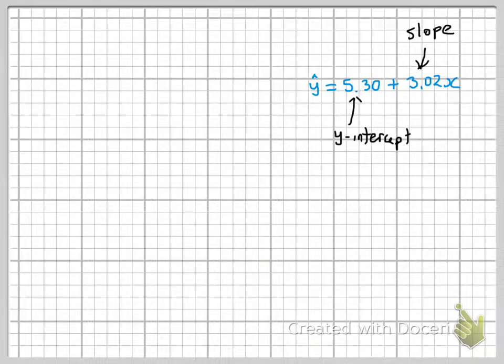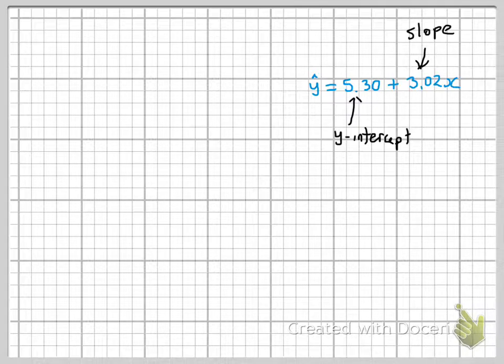Now, here's our model that we just created. Y-intercept is 5.30 and the slope is 3.02. Now, these are in thousands, you remember. So that means that the slope of the line, how high does it go for every unit increment on the x-axis.